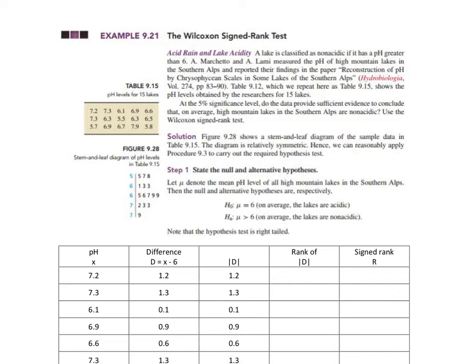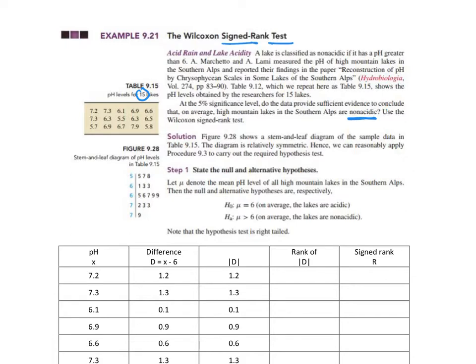Okay, it is the second example for the signed rank test. Now we have a sample of 15. It is the pH level for 15 lakes, and we want to test if the lakes are non-acidic.